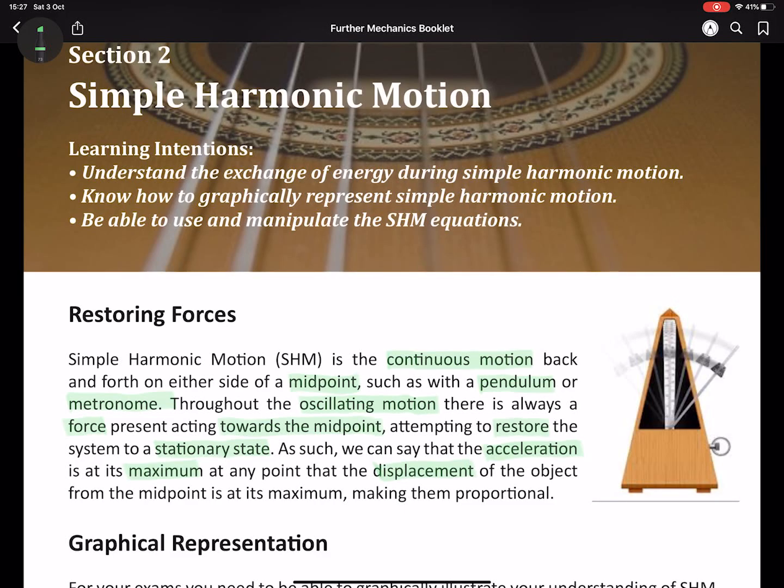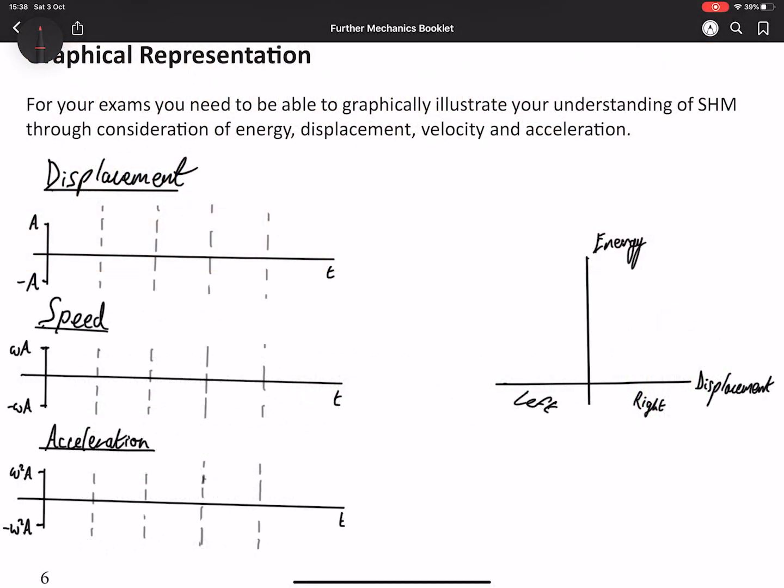So for there to be an acceleration, there must be a force. So we can easily see the displacement is proportional to the force experienced and the acceleration itself. So at the maxima, you will experience the most.